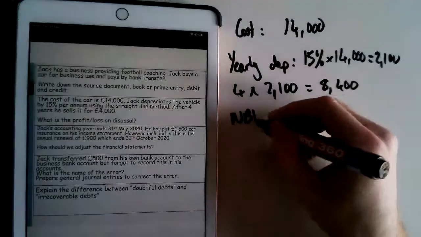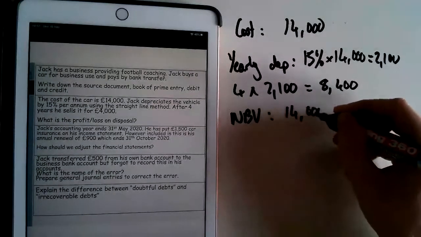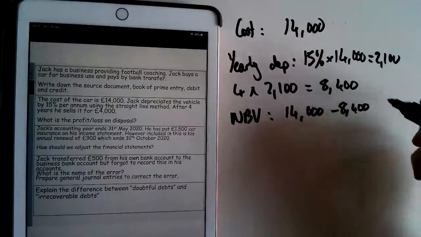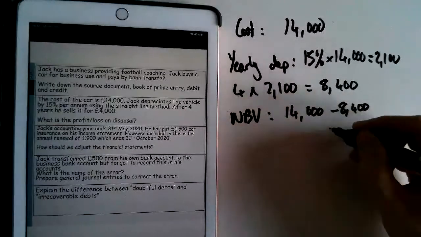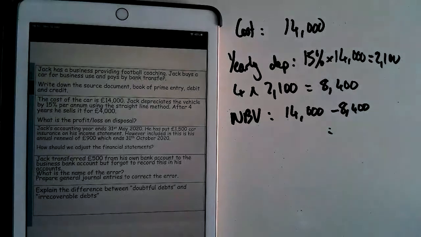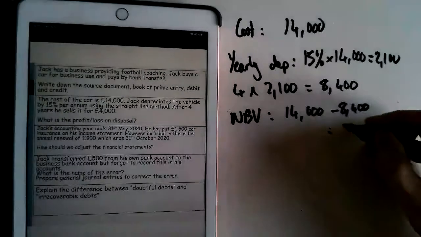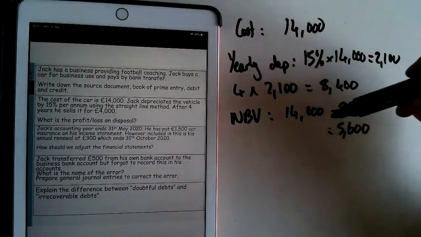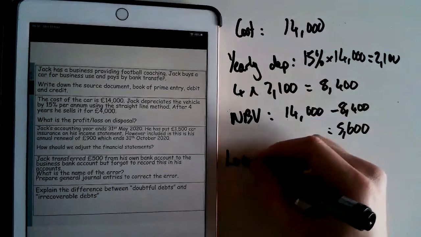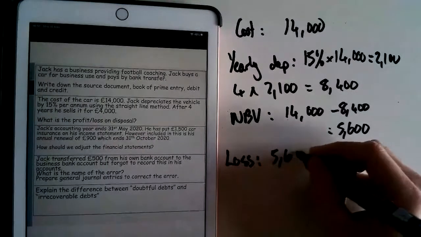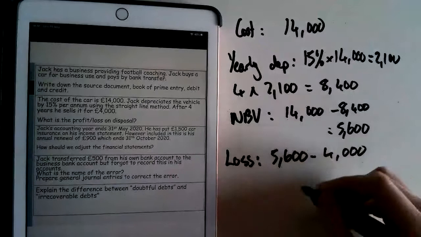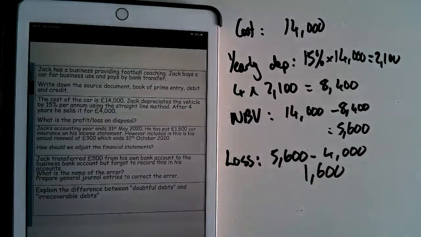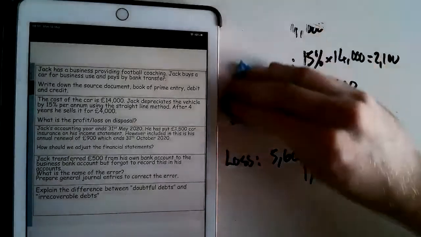So the net book value after 4 years is 14,000 take away the total depreciation. So this is my provision for depreciation, which is 5,600. So that's how much the vehicle's worth. He sells it for £4,000. That's definitely a loss. It's 5,600 take away 4,000, so it's a loss of £1,600. So yes, that would be an expense on Jack's income statement.